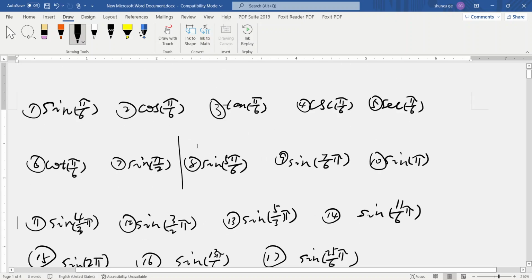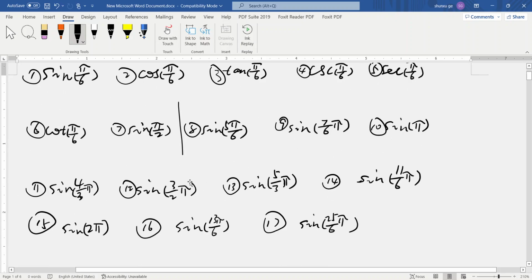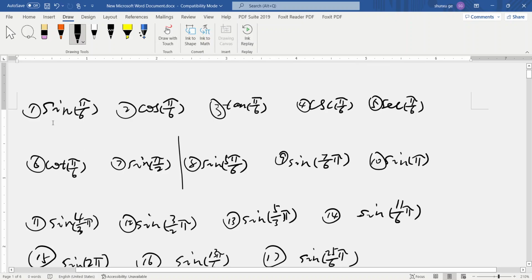Okay, so today we have trigonometry. We want to solve them. The total number of questions is 17. First we solve the first question, sine of pi over 6. We do that first one.